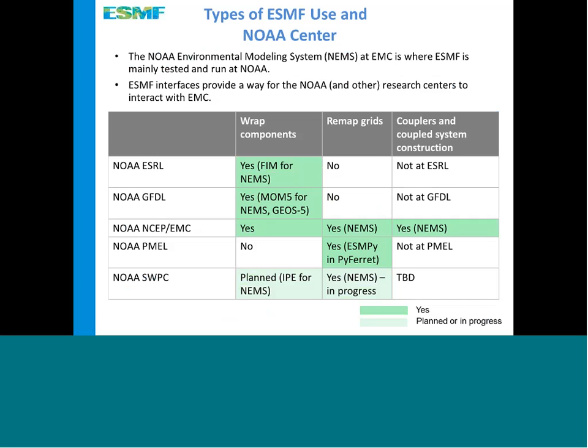So let's look now at what NOAA is doing. So the NOAA Environmental Modeling System, NEMS at EMC, is where ESMF is mainly tested and run at NOAA. And these ESMF interfaces provide a way for the NOAA and other research centers to interact with EMC. So here we see, yes, EMC is doing the whole hog, couplers and coupled system construction, and ESRL and GFDL and the Space Weather Prediction Center are wrapping components to give to EMC and other sites as well.